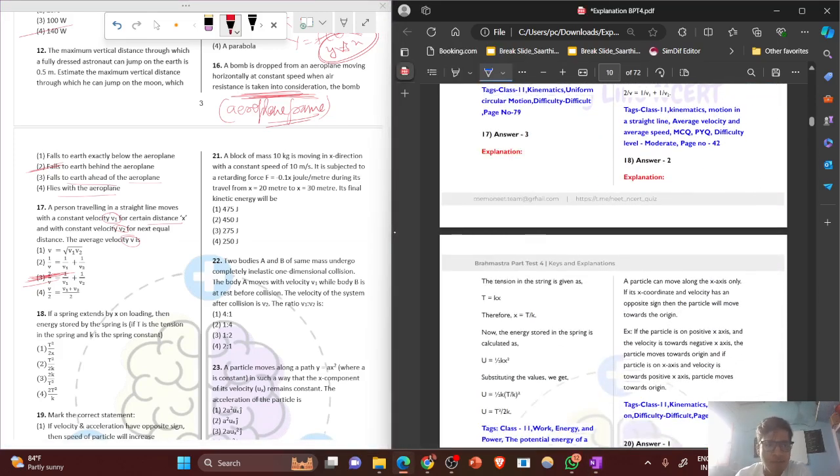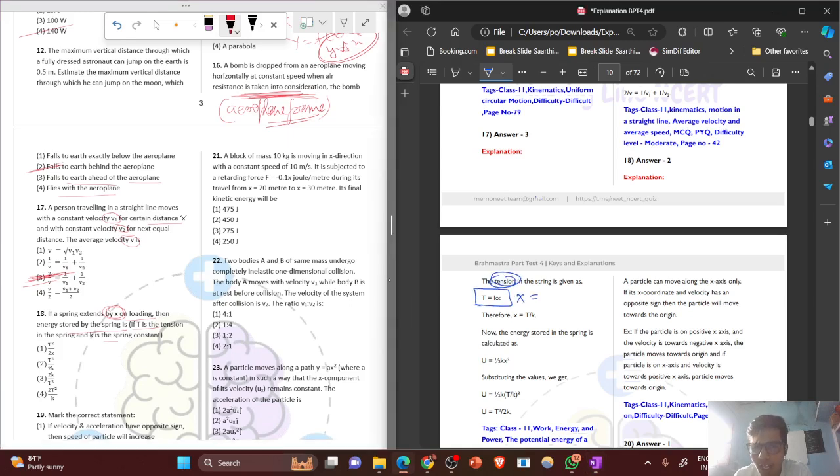Now moving ahead, if the spring is extended by X on loading, the energy stored. Okay, this is asking about the energy stored. If the tension in the spring is T and K is the spring constant. Now you know tension means force. So tension is equal to Kx.